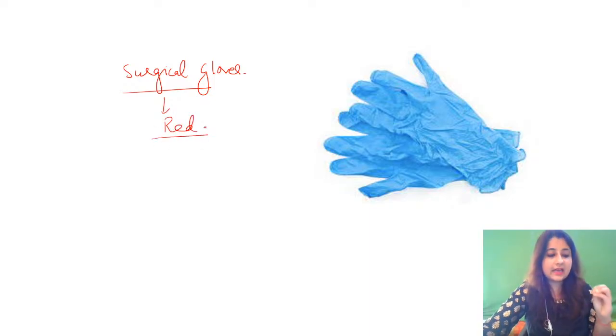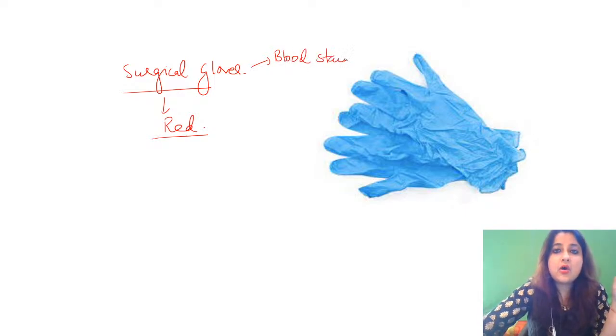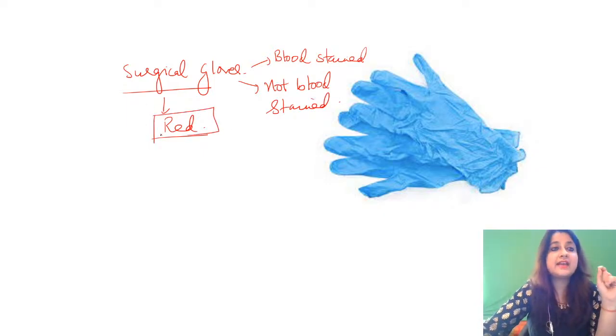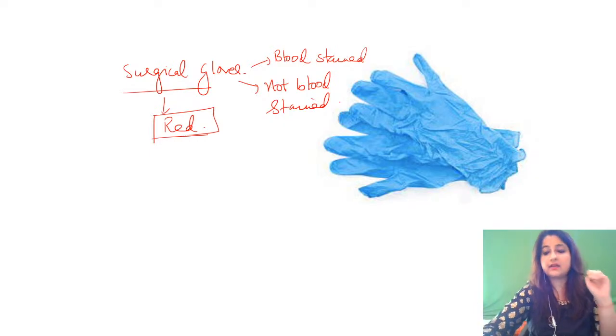Now, whether the gloves are soiled or they are not soiled, okay? Whether they are blood stained or they are not blood stained, okay? Whether or not there is blood on them, they are going to go in which color bag? They are going to go in the red color bag. All right, this is a very, very important question. Gloves, blood stained or not blood stained, will go into the red color bag. Always red color bag, okay?